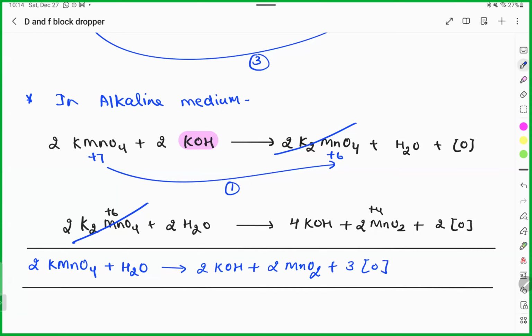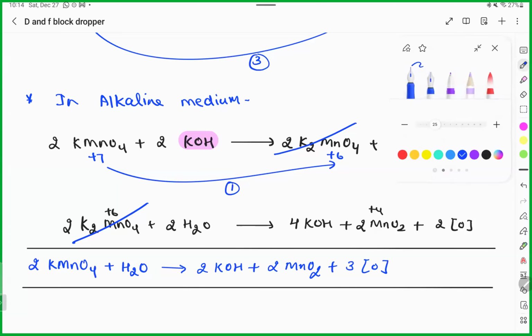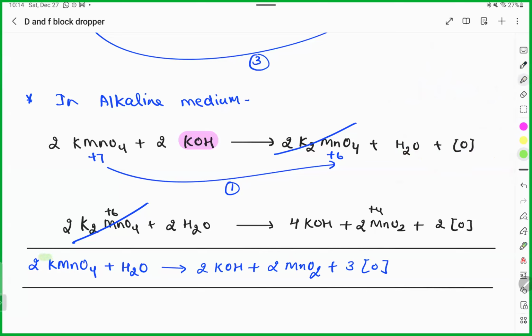Correct. Now it depends whether you have strong alkaline medium or weak alkaline medium. Because in weak alkaline medium it acts as the neutral one, and that's why you see it also forms this, because it is reacting like neutral.